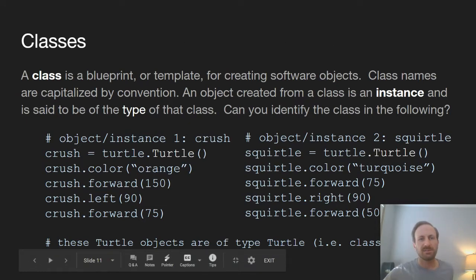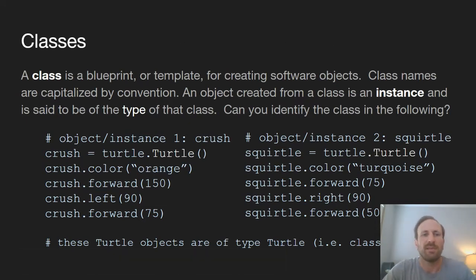So these classes that we're going to need to use can be thought of as a blueprint or a template that allows us to create these software objects. The names of our classes need to be capitalized, and that's by convention, but you want to make sure you stick to that convention. And when we create an object from a class, it's known as an instance of that class, and it is said to be of the type of that class.